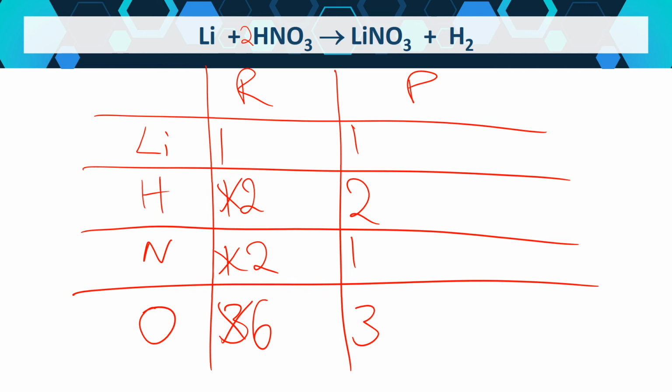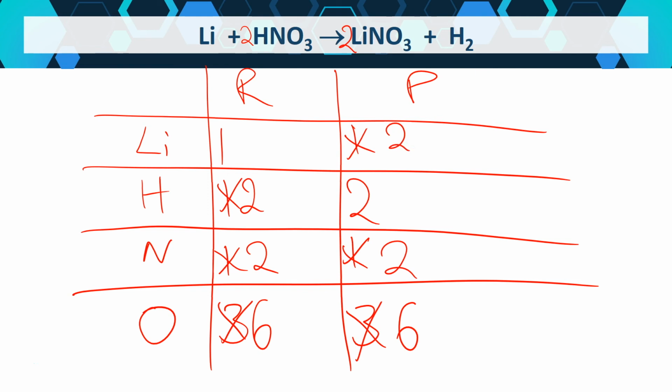We need to increase that nitrogen and oxygen by 1 and by 3 respectively, and the only way to do that is actually to put a 2 out the front of LiNO3. When we do that, we end up with 2 times 1 for the nitrogen, so we end up with 2 nitrogen, and 2 times 3, which is 6 for the oxygen. But unfortunately, we've now affected our lovely, or was balanced lithium, and so now we have 2 lithium.